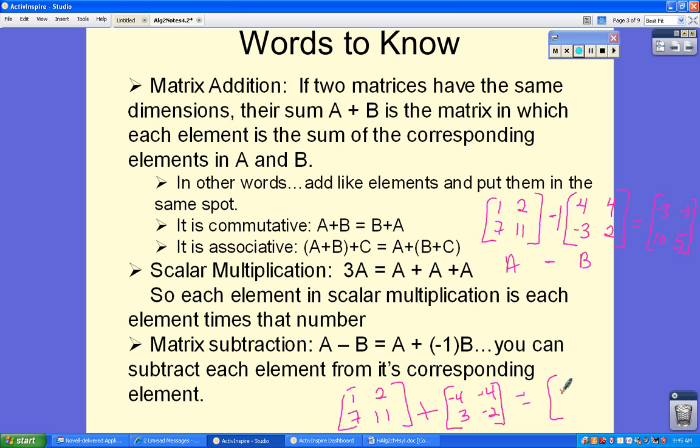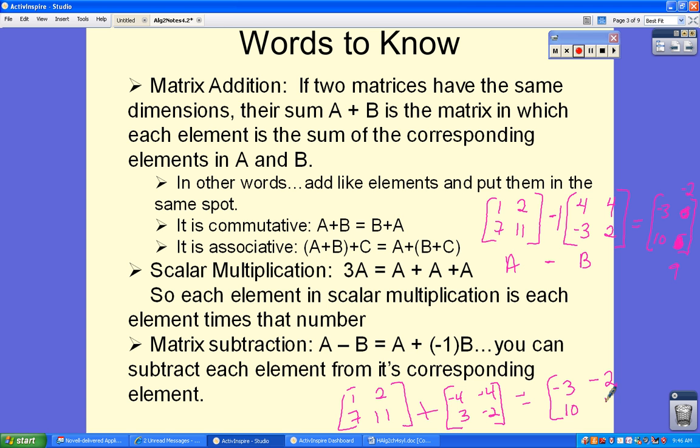You'll get the same answer. 1 minus 4, we said negative 3. Oh, why didn't you tell me I made a mistake here? Because nobody listens. 2 minus 4, that should have been negative 2. Negative 2, 7 and 3 is 10. 11 and negative 2 is 9. And I did that wrong too. Where did this 5 even come from? I don't even know.